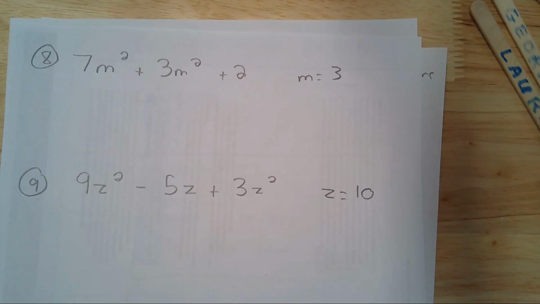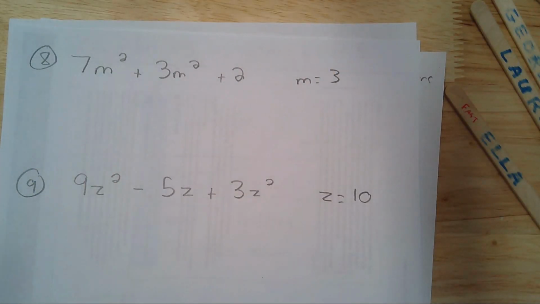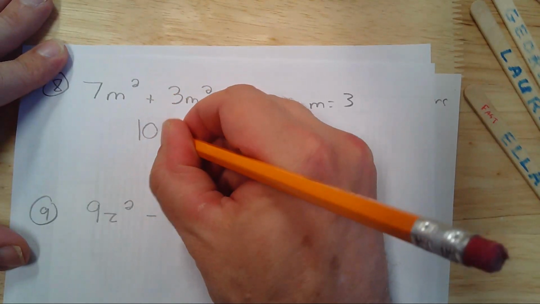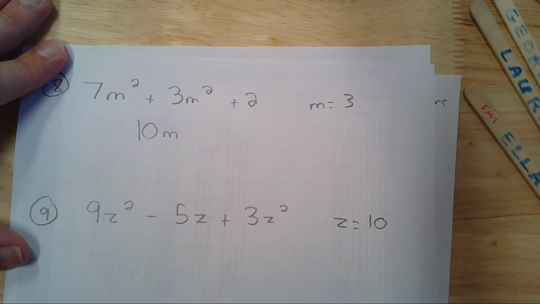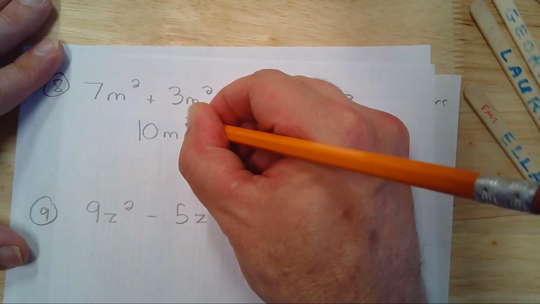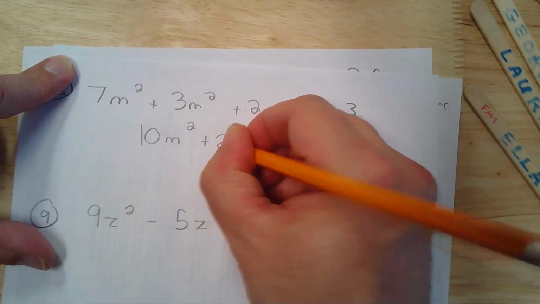Alright. Number 8. So first thing I want to do is write a new expression with combined terms. Ella, what's my new expression when I combine my terms? 10m squared plus 2. Right. Perfect. Squared is a 2, cubed is a 3.